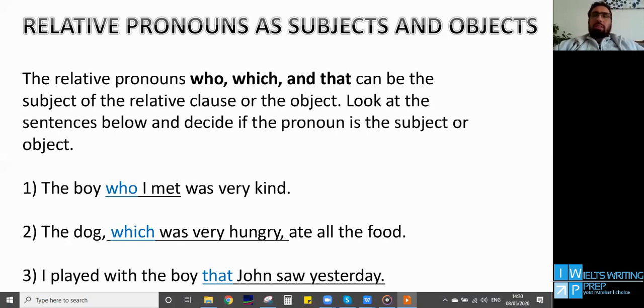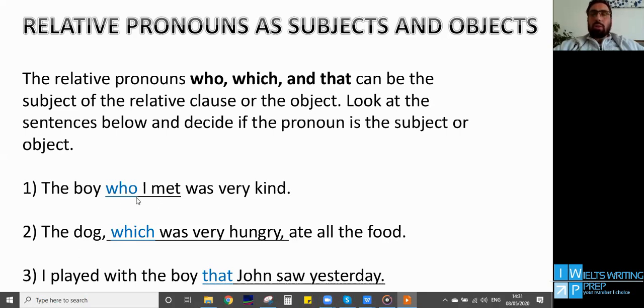Okay, relative pronouns. Relative pronouns are not always relative pronouns. You have relative adverbs like why and so on. They can be the subject of the relative clause, or they could be the object of the relative clause. So here we have who, which, and that. They can be the subject or they can be the object.